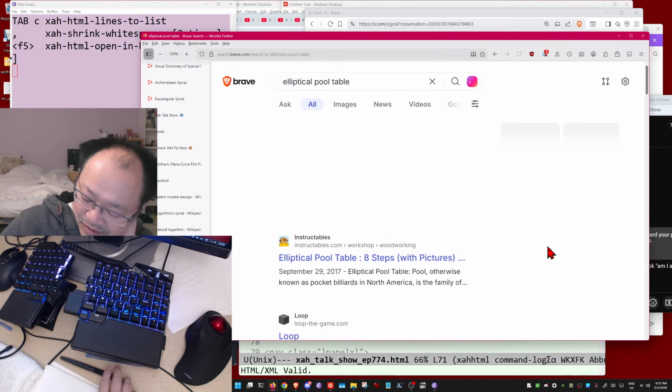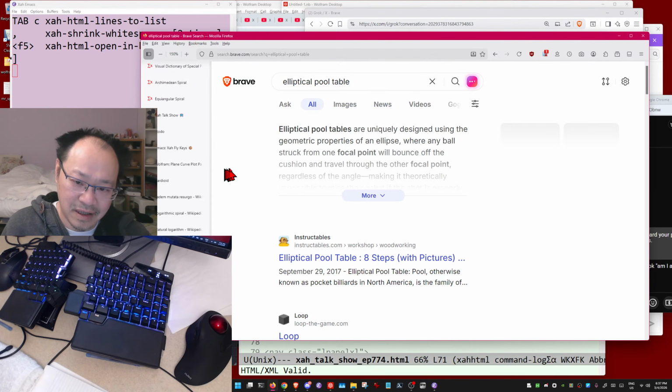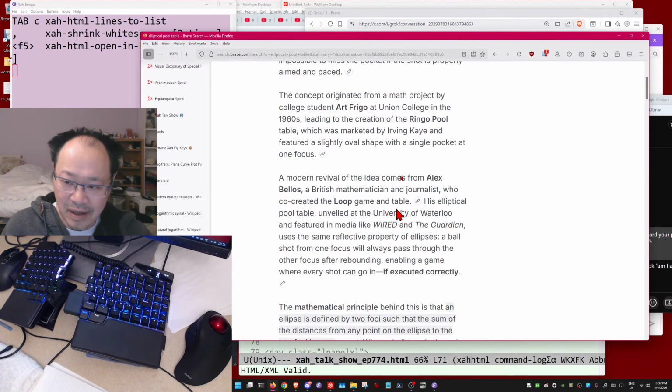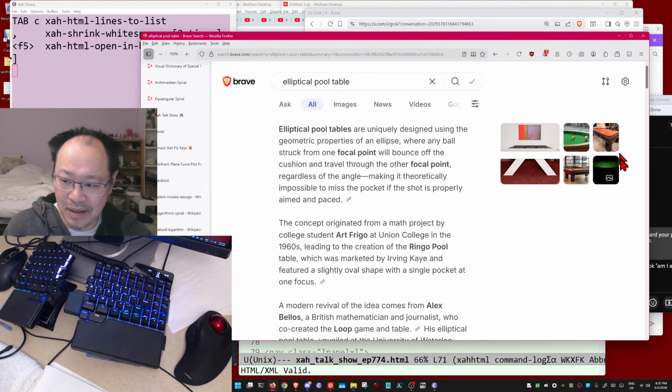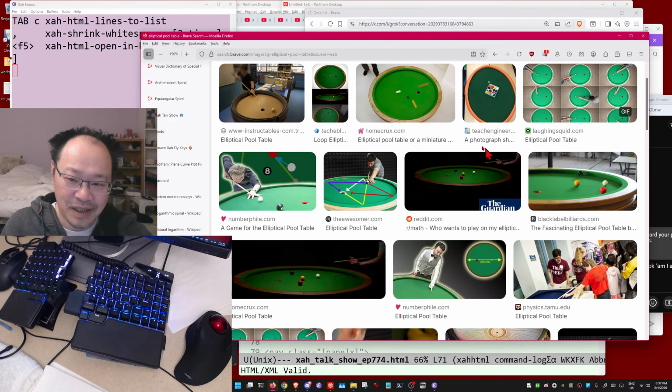If you guys are interested in mathematics, you have seen this, because this is the most interesting thing. So it's a pool table, but it's an elliptical shape. But if you don't know mathematics, you probably never seen this before. But I'm showing you for the first time. So you see, you got a pool table. A lot of people are interested in this.